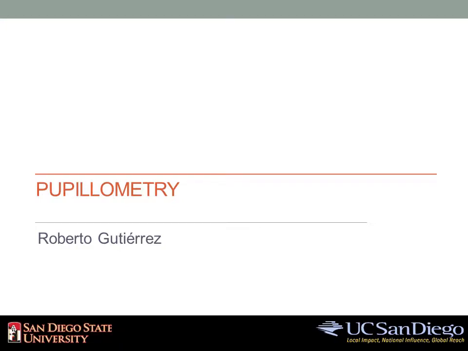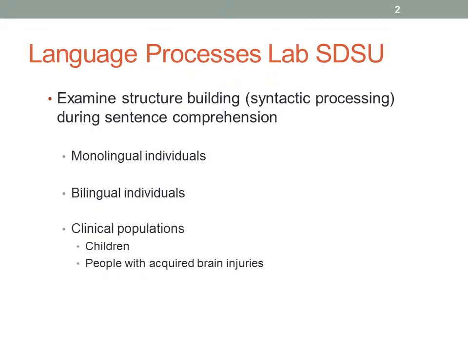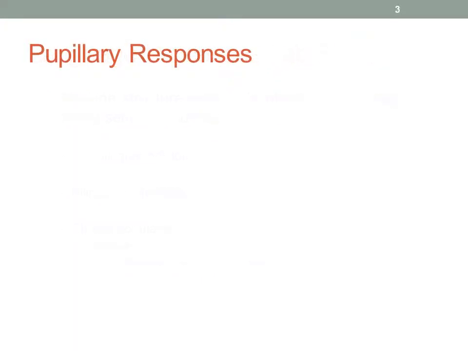In this short video, I will describe to you how we at the San Diego State Language Processes Lab conduct pupillometry. The overarching goal of our research is to examine structure building, that is, syntactic processing during sentence comprehension. We examine monolingual individuals, bilingual individuals, and clinical populations. This includes children and people with acquired brain injuries.